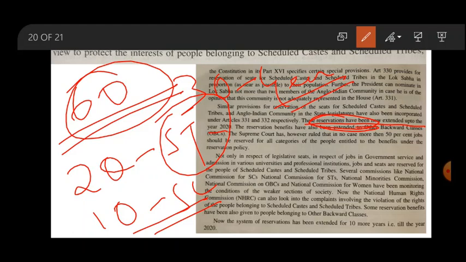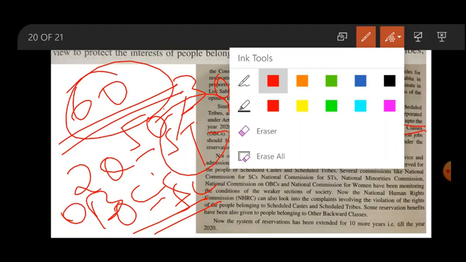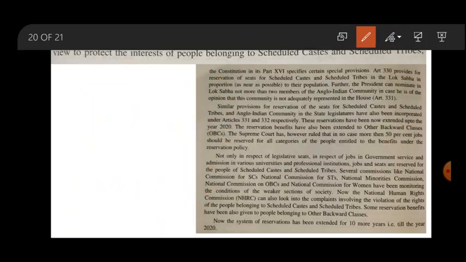The reservation benefits have also been extended to other backward classes, the OBCs. The Supreme Court has, however, ruled that in no case should more than 50% of jobs be reserved for all categories of people entitled to the benefits of reservation. Not more than 50%. Suppose in terms of recruitment, in terms of jobs, not more than 50% of the seats should be reserved.